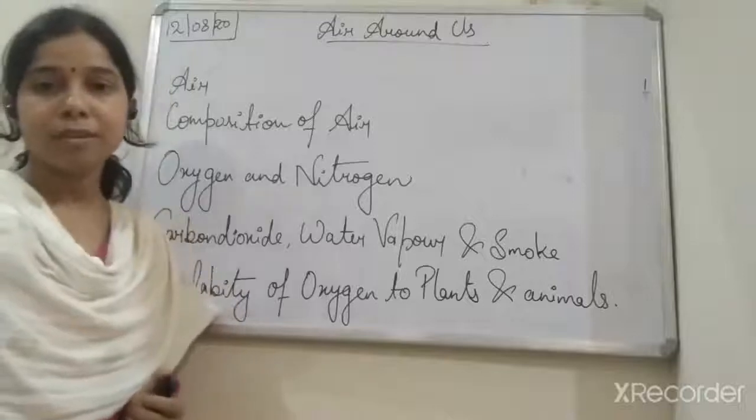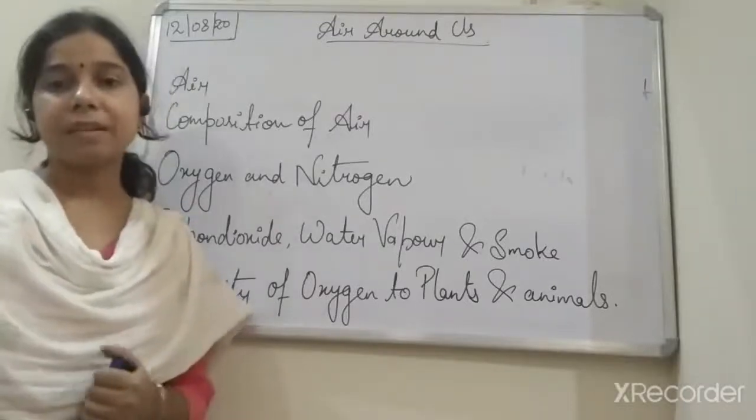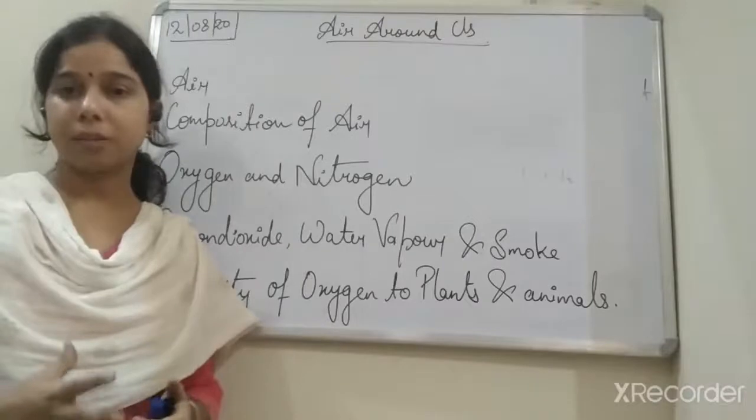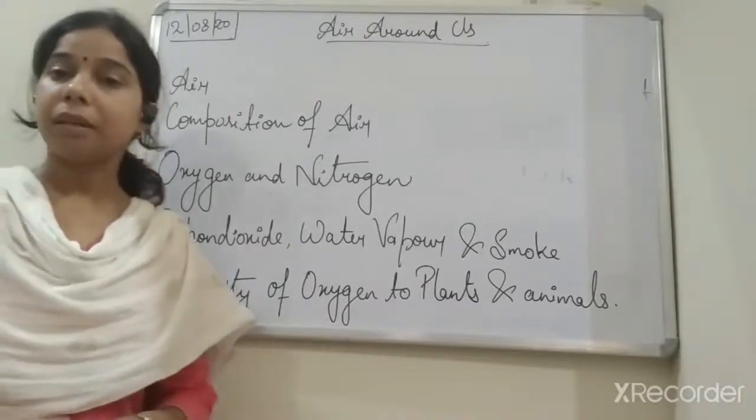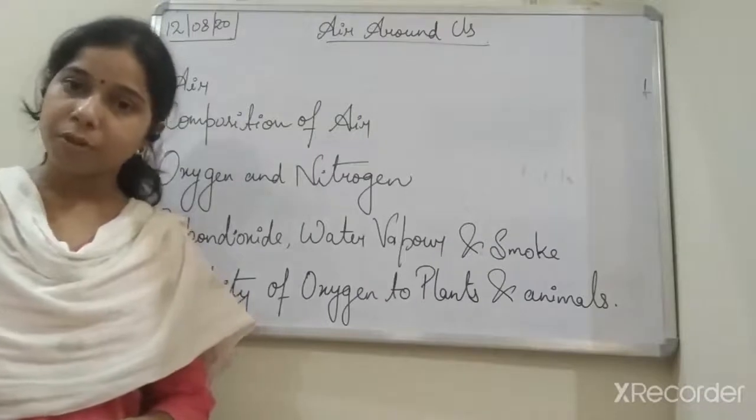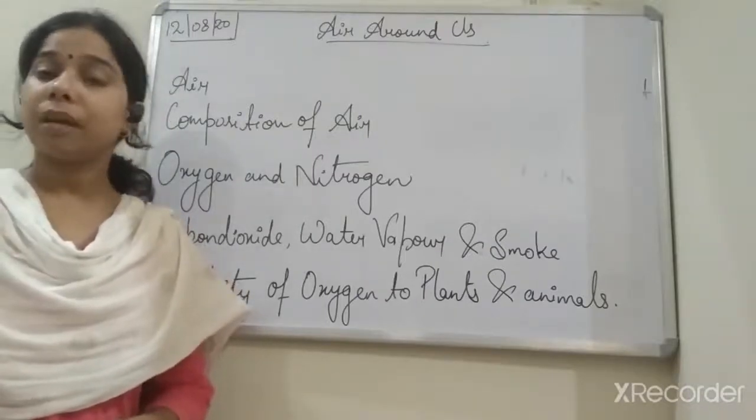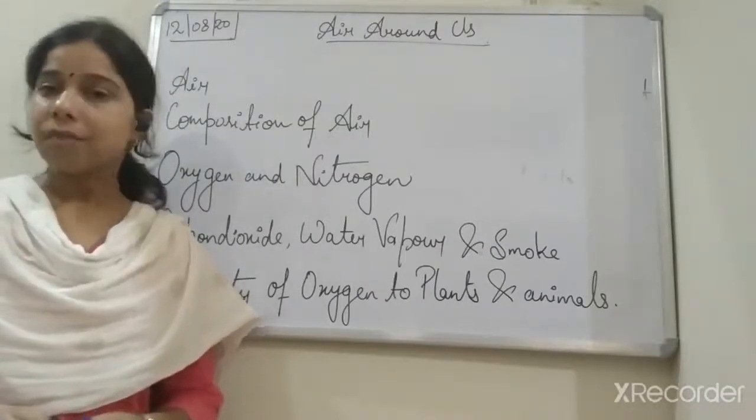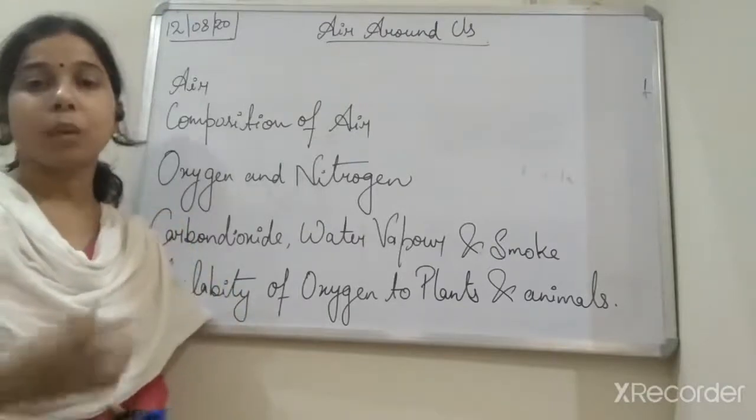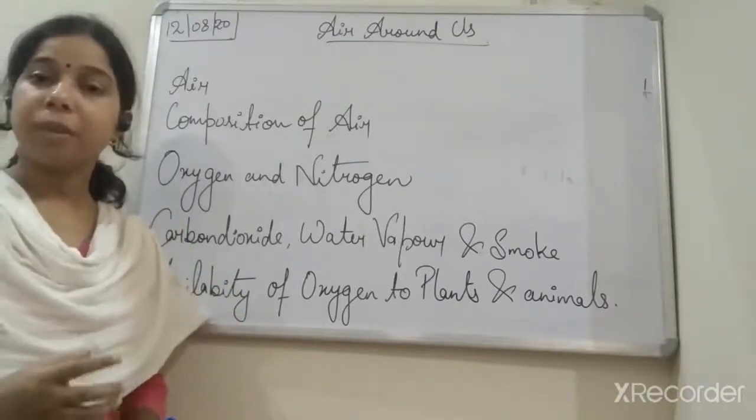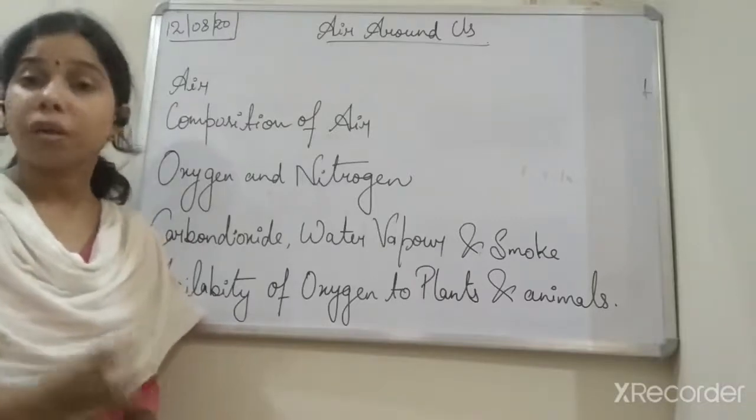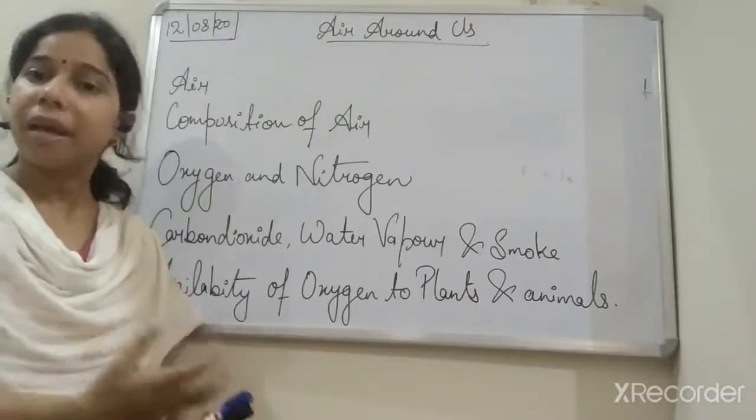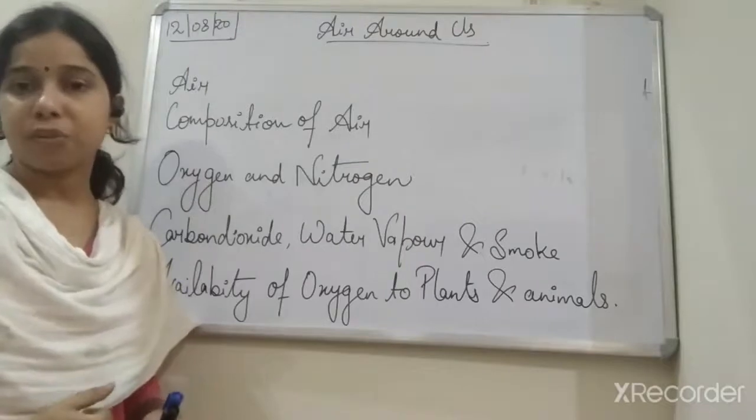Hello students. In the previous class we were talking about water. We had completed that chapter. We studied the properties of water and the water cycle, and we discussed what will happen if there is excessive rainfall, a shortage of water, or failure of rainfall.